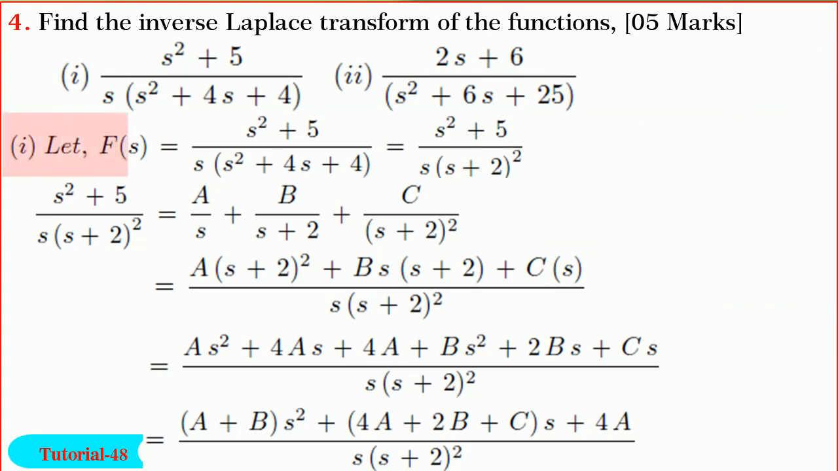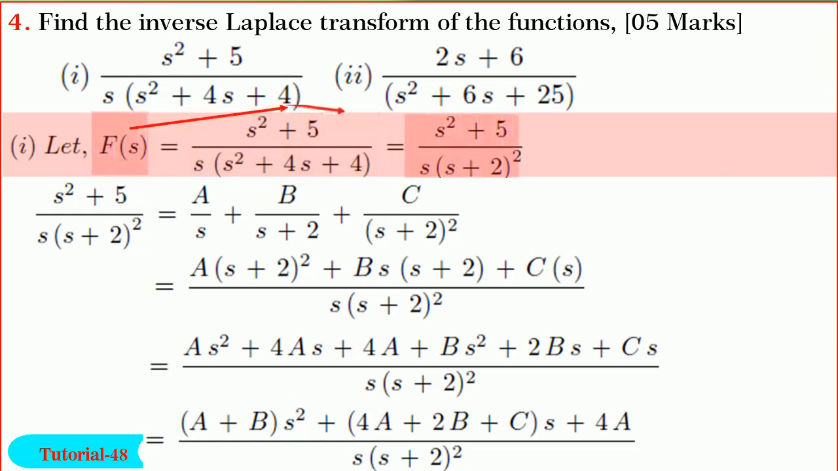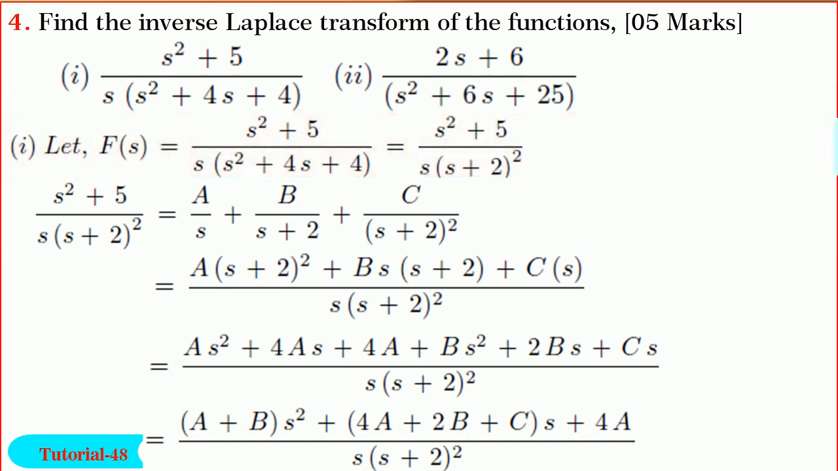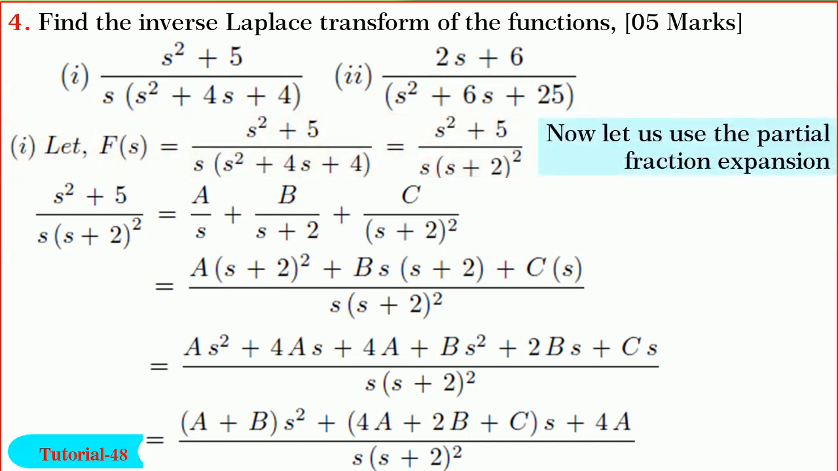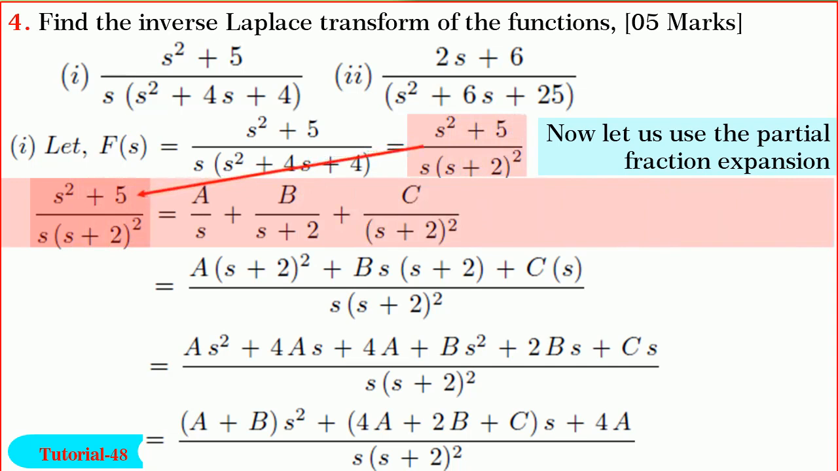First, consider the function F of s is equal to s square plus 5 divided by s into bracket s square plus 4s plus 4. This function could also be written as F of s is equal to s square plus 5 divided by s into bracket s plus 2 whole square. So, now let us use the partial fraction expansion. Let s square plus 5 divided by s into bracket s plus 2 whole square be equal to A divided by s plus B divided by s plus 2 plus C divided by s plus 2 whole square.